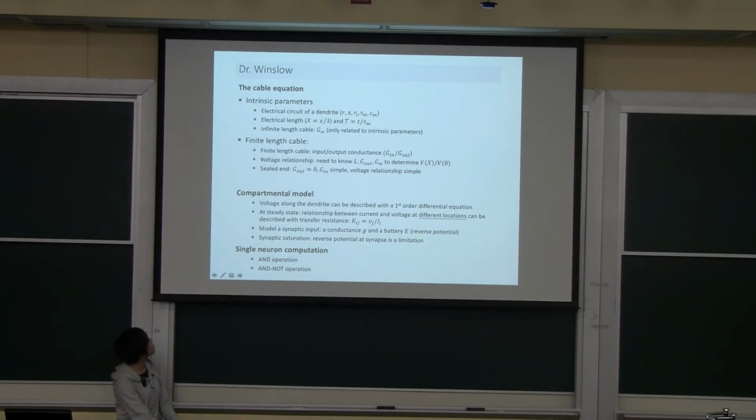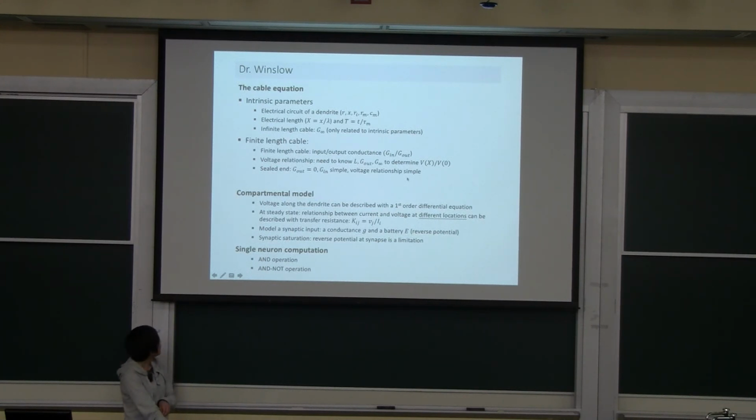So just remember what you need to do in order to calculate something. For example, if you want to know the relationship between Vx over V0, then you need to know the length of your cable, the G out, which is the conductance connecting to the cable, and also the G infinity for that cable, which only depends on intrinsic parameters. Okay, then there is a special case for a sealed end. The G out is 0, so you have a much simpler expression for the G in and voltage relationship.